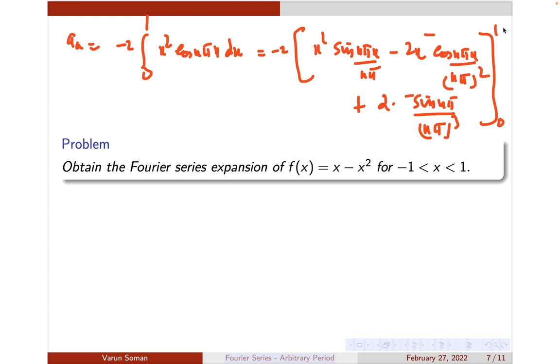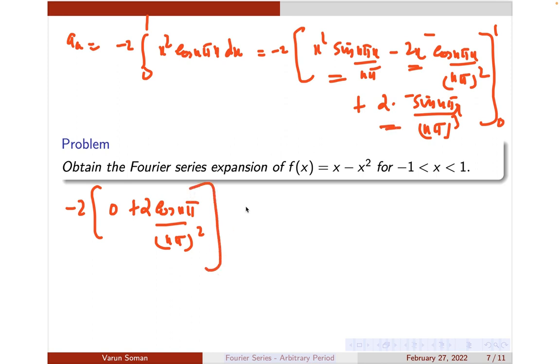Okay, so when you apply the limit 1, it will be x square into 1 into sin n pi, which is 0, so the first term is 0. Again, if you apply 1 here, it will be plus 2x, so it is actually plus 2 into cos n pi by n pi the whole square. Okay, again when you apply 1 here, it is sin n pi, so it will become actually 0. Okay, now when you apply the value 0, this quantity will become 0, sin 0 is 0, this quantity will become 0 because x is there, and this quantity will become 0, so this is the final value.